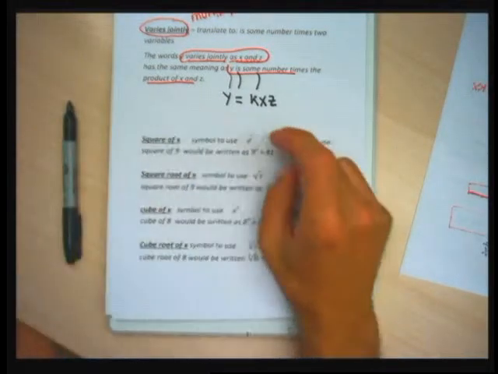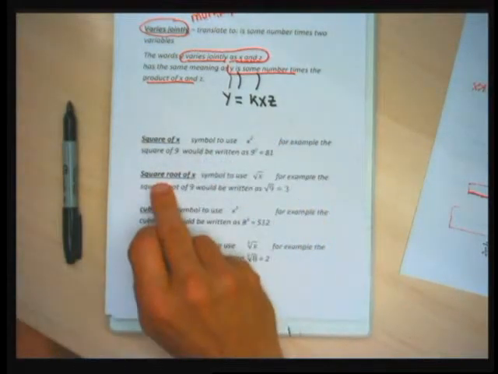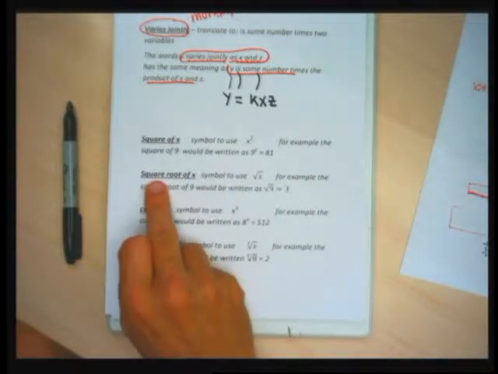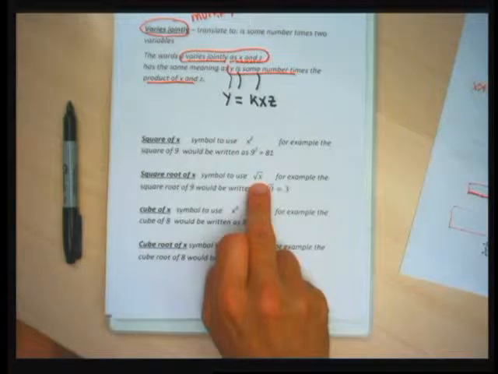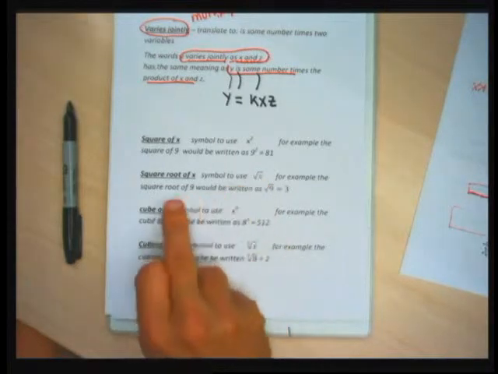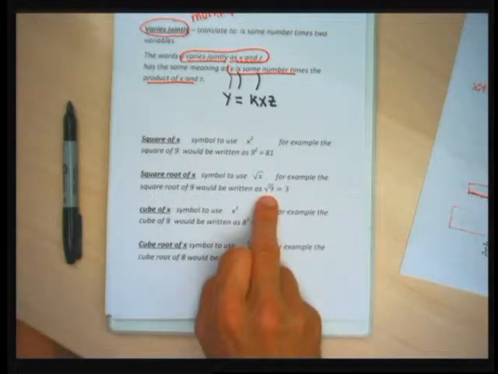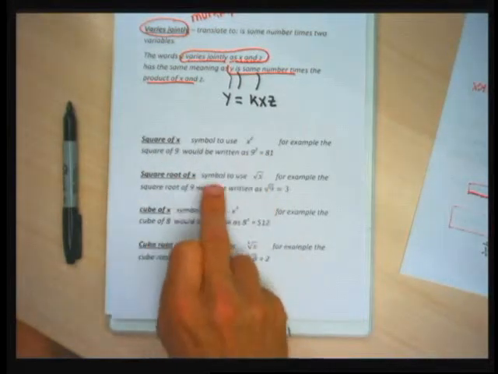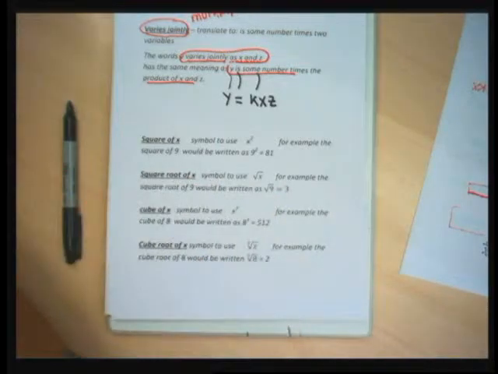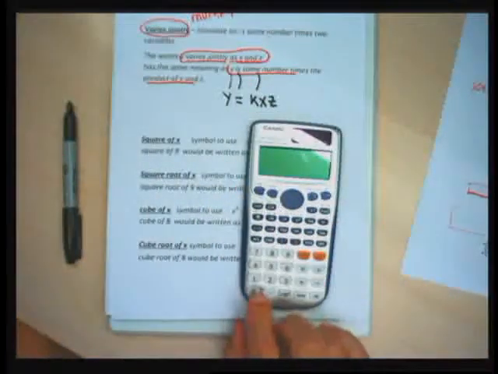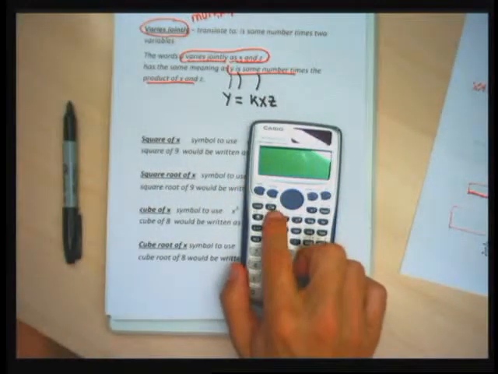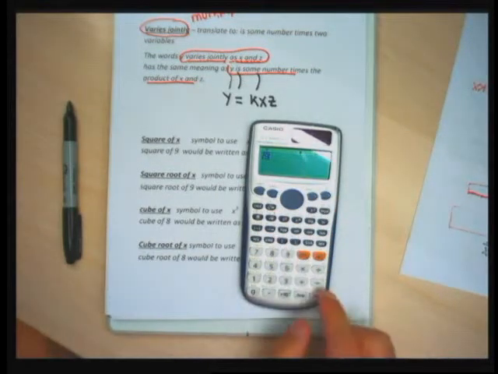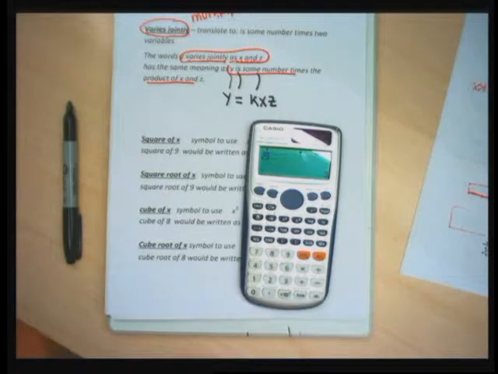So square implies exponent. Square root implies the square root symbol. So if I saw the square root of x, I'd want that symbol. And then, for example, the square root of 9 would be written with the square root symbol as opposed to an exponent. So square, I get an exponent. Square root, I get the radical symbol. And on this calculator, to do the square root of a number, it's easy. There's a square root key. I would just hit the square root key, type whatever number I want to take the square root of, and I could get that.